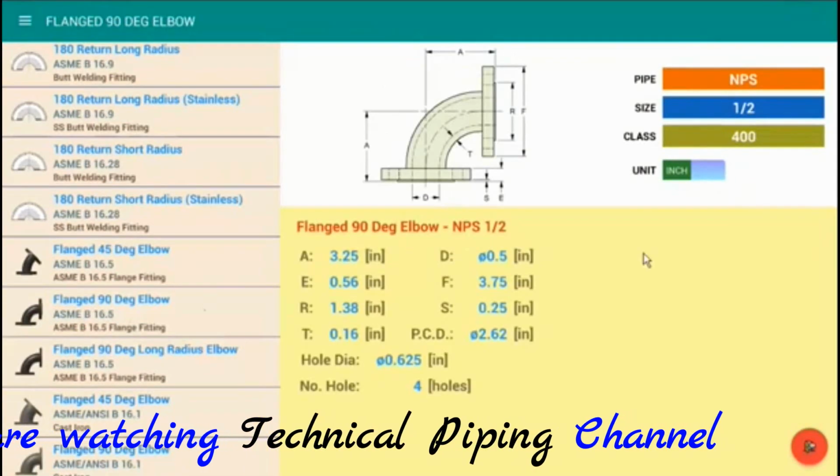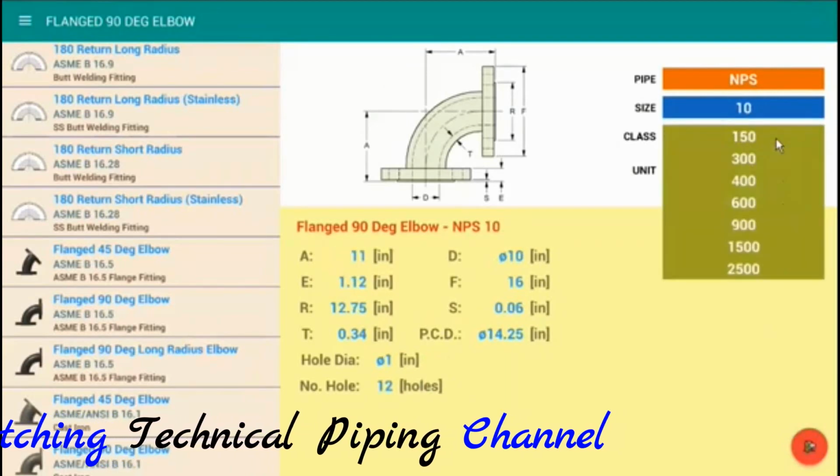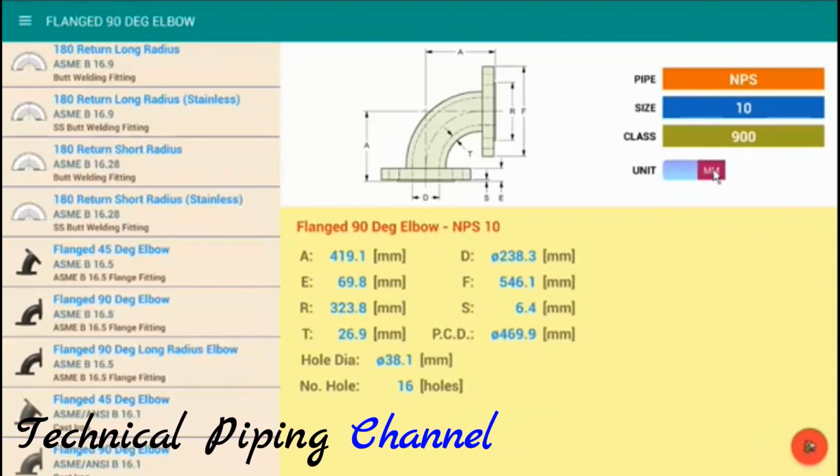This app has both metric and US units. It will auto change units when the user selects pipe standard NPS in inches or DN in millimeters.